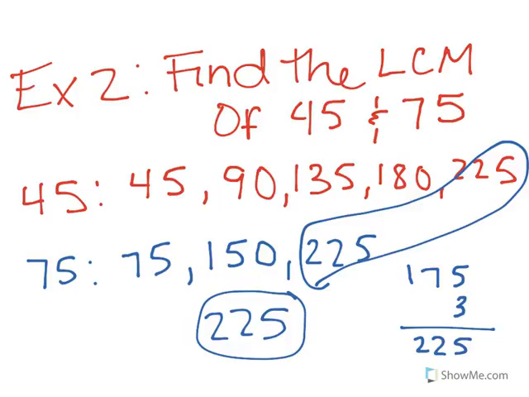So that's the process of finding the least common multiple. You list the multiples of both numbers and then find the smallest one that they both have in common.